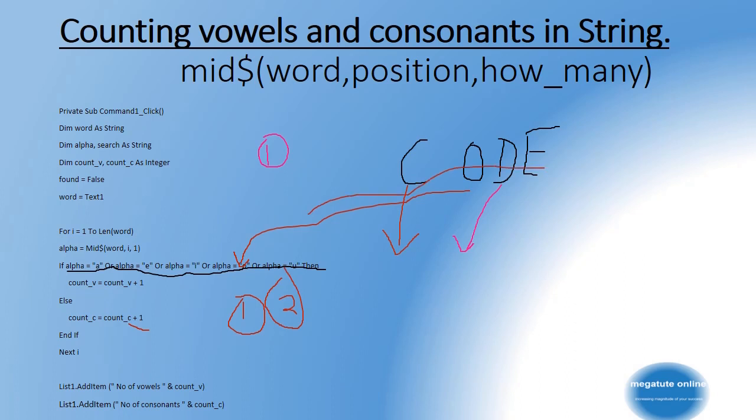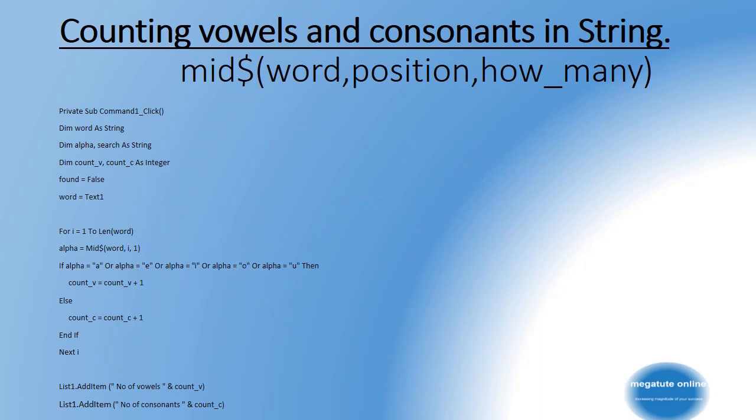Now E is again a vowel: A, E, I, O, U. So the count of the vowel will increase now. So this will become 2. So ultimately now the whole word has been finished, and the loop will end because it goes only to the length of the word. So the final value of count V is 2 and count C is 2. So there are 2 consonants and 2 vowels in this particular example. I hope you have understood this.